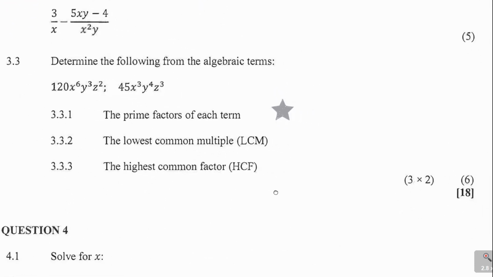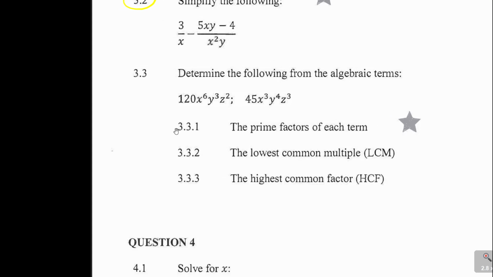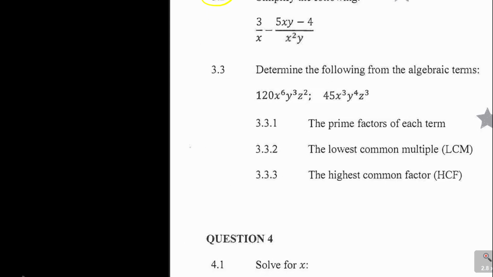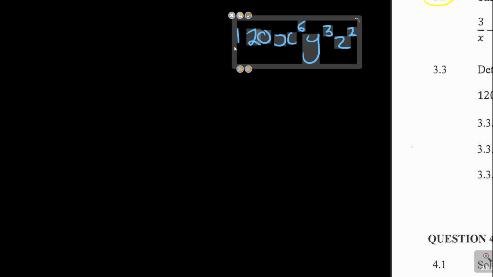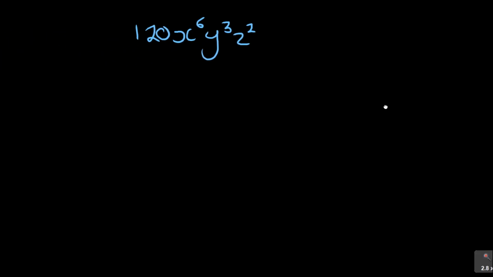Look at this, 3.3. It says determine the following from algebraic terms. They have given me 6 marks, 2 each. Then they say 3.3.1, the prime factors of each. Your calculator can do much better than mine, because mine is not the updated version. You are given 120 x to the power 6, y to the power of 3, z to the power 2. So they want me to find the prime factors of this.